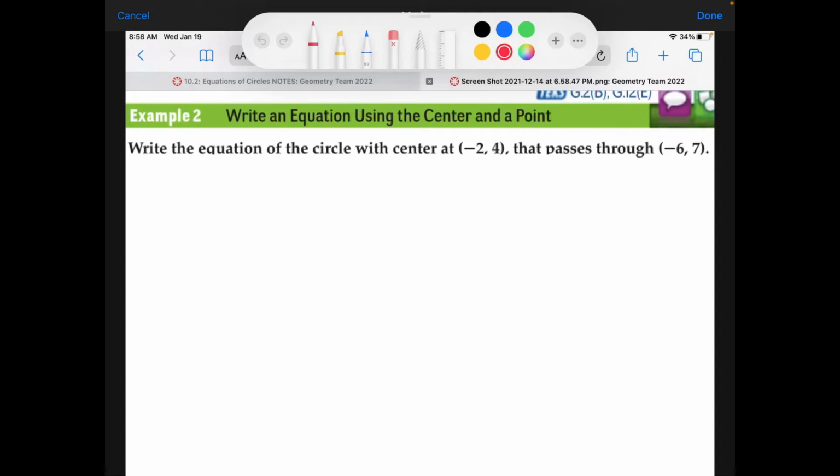So glad you've joined me again for another video on circles. Today we're going to write an equation using the center and a point that is given.